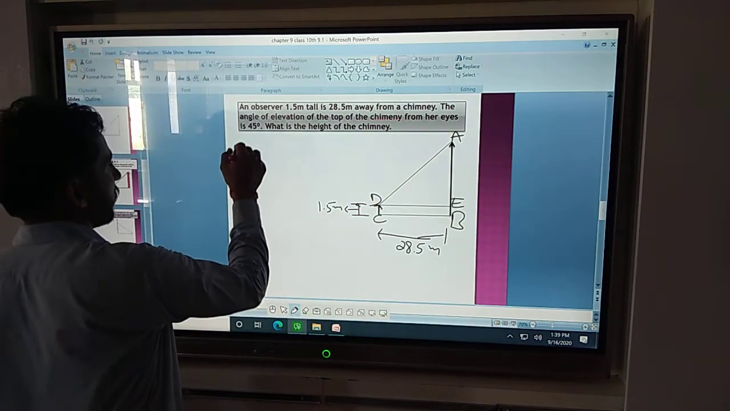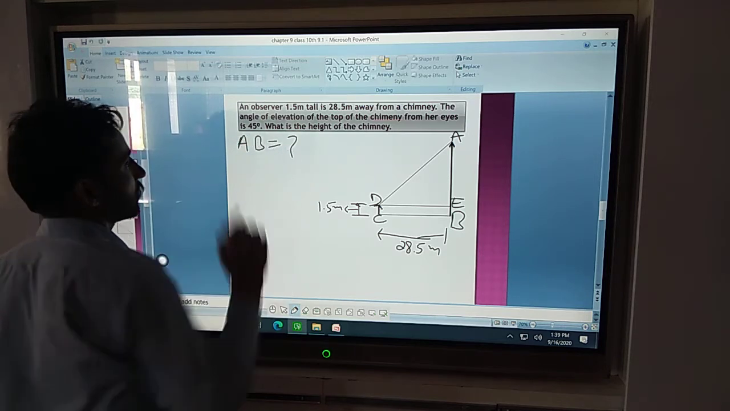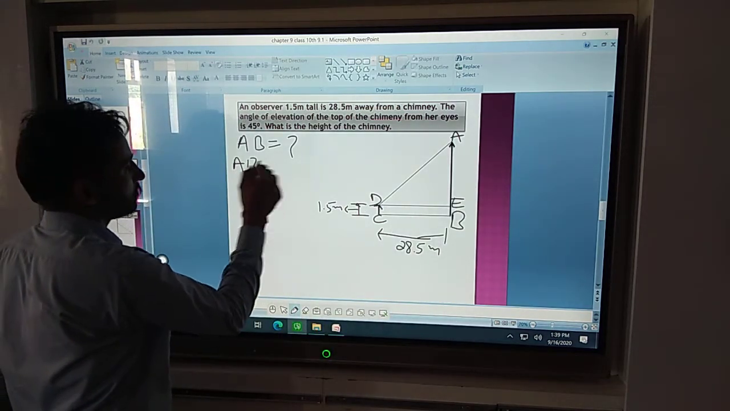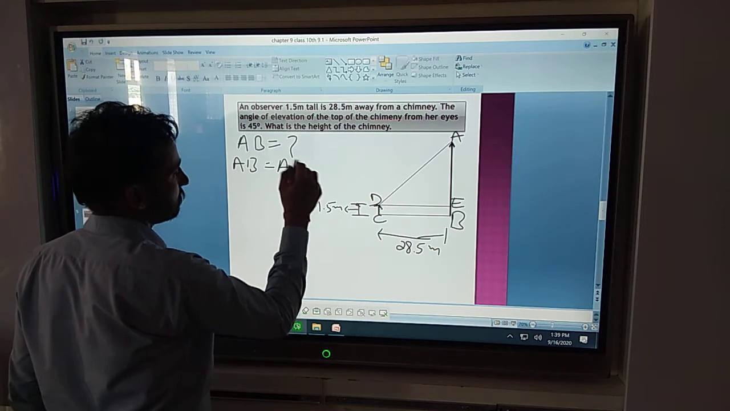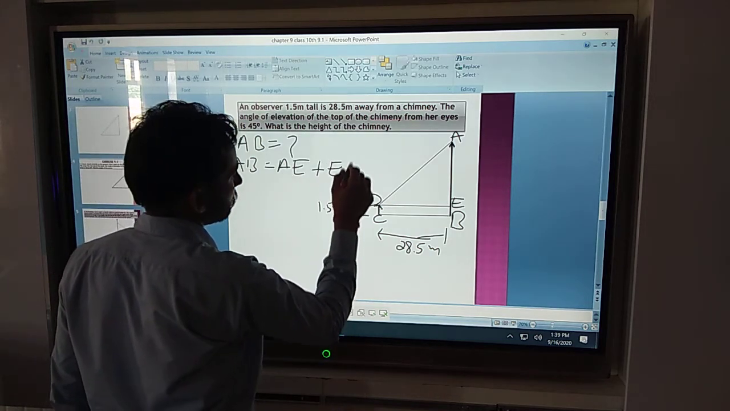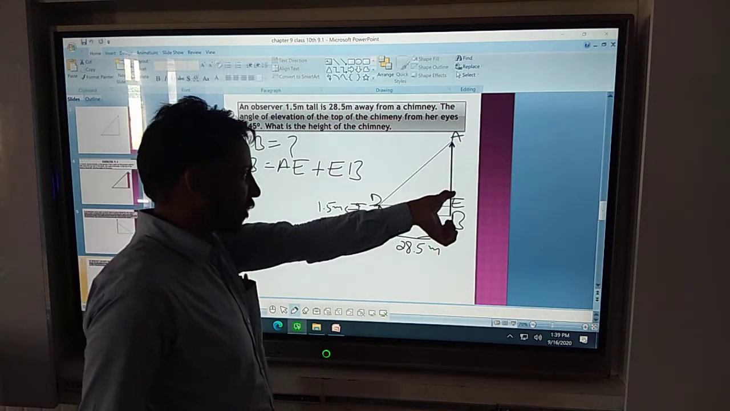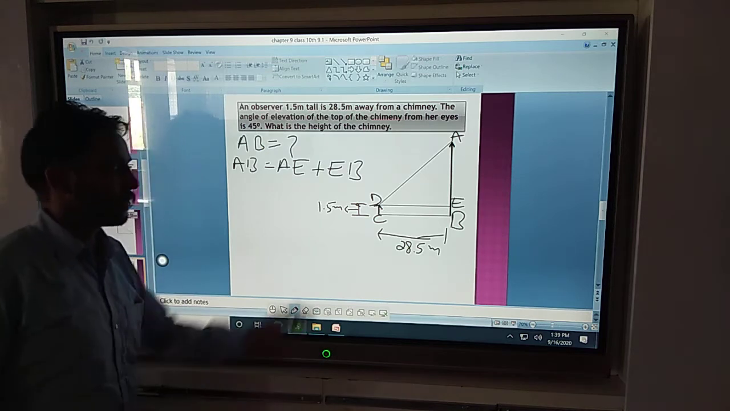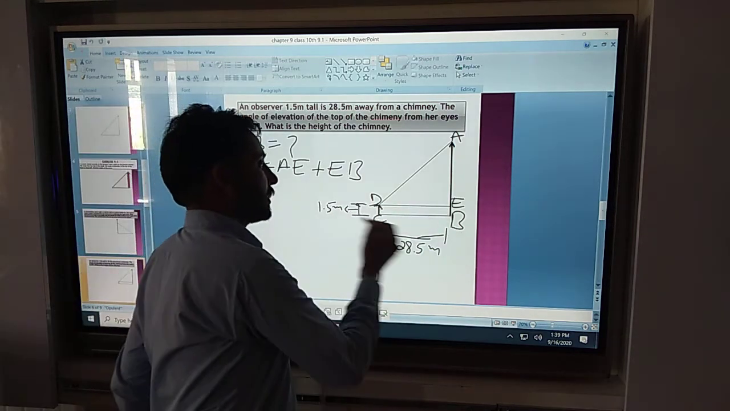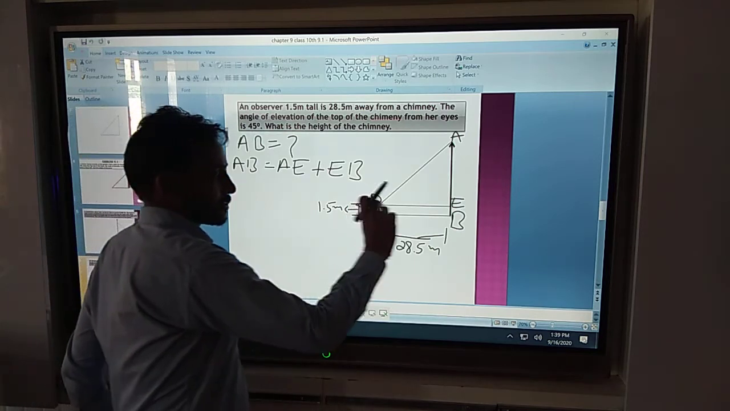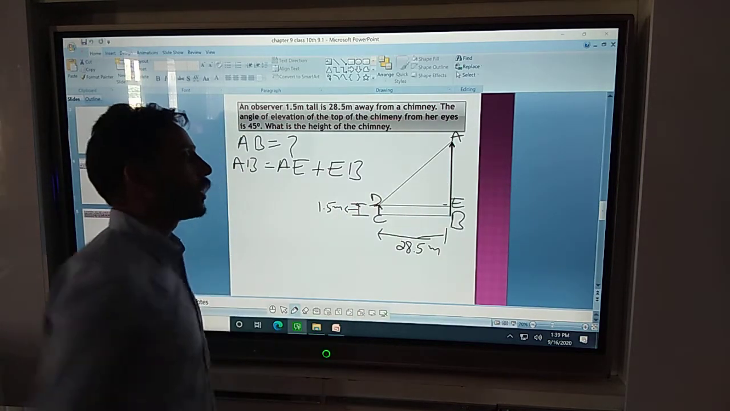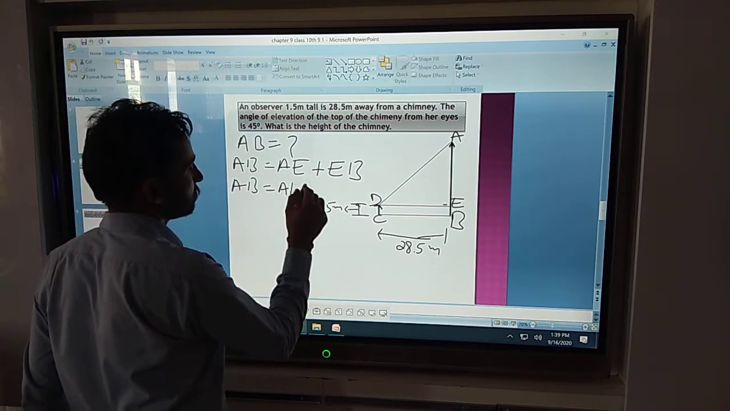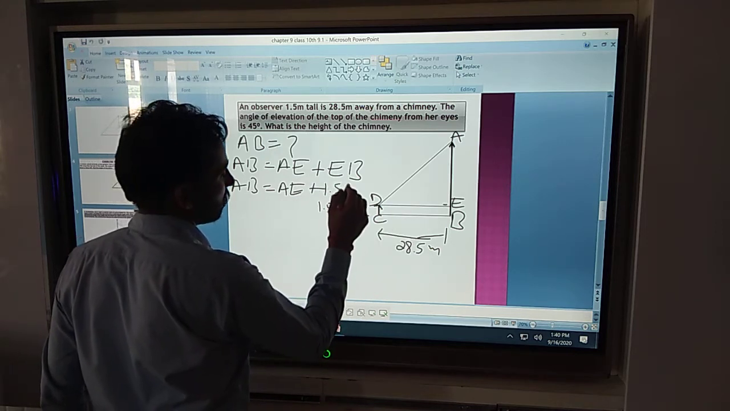Firstly, we have to find what is to be found. We have to find AB. What is AB? AB is the height of the chimney. AB is equal to AE plus EB. Now, what is the length of EB? EB is equal to the height of the observer, because BC is parallel to DE, so CD is equal to BE. Therefore, AB is equal to AE plus 1.5 meter.